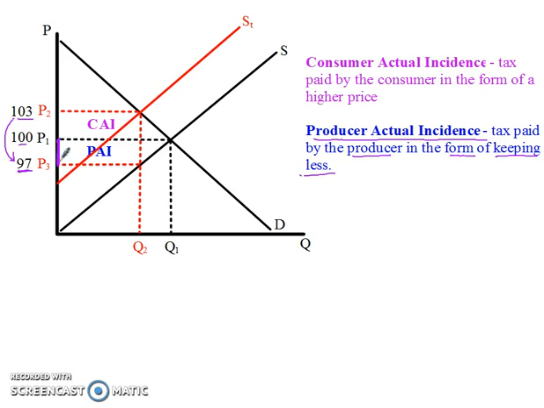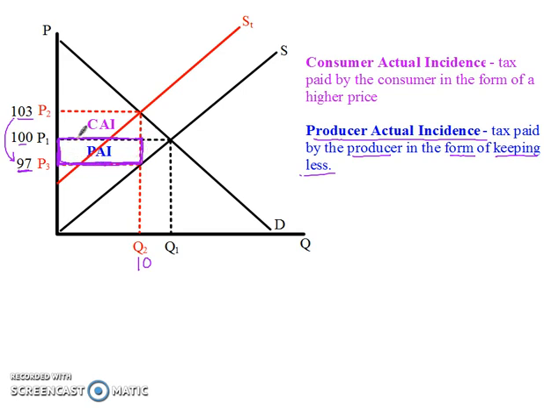So the producer is paying $3 of the tax in the form of keeping less, times the number of units that sell. We said let's pretend that's 10 for a second. So that's going to be the base of this. That's the quantity that sells. In this example, it's 10. And so this area right here is going to be the producer actual incidence, which is going to be 3 times 10, so it's going to be 30.